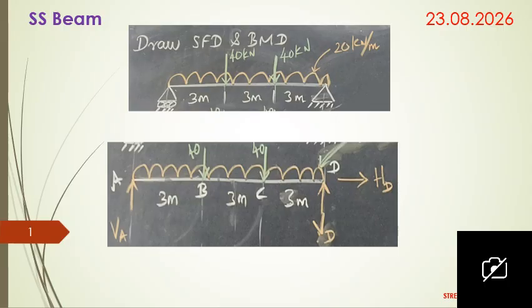The first step is we have to remove the support and apply the reaction. Since this is a simply supported beam, for this case they have given one roller support and one hinged support. As we already know about support reactions, the roller support has one reaction, that is a vertical reaction, and the hinged support has two reactions, one horizontal and the other vertical. So the second diagram shows the simply supported beam with the support reactions.